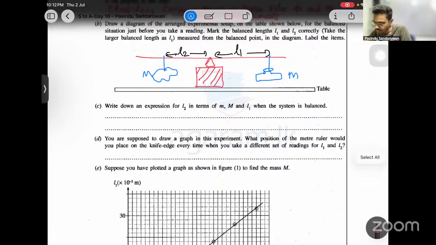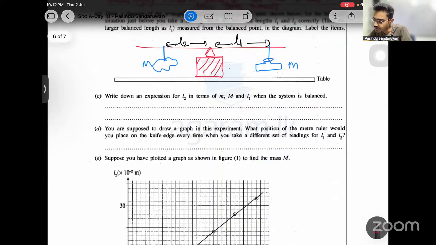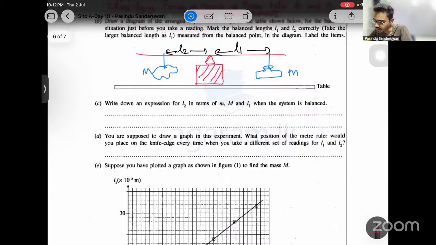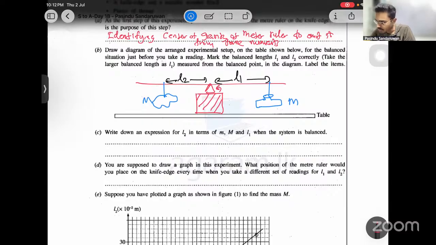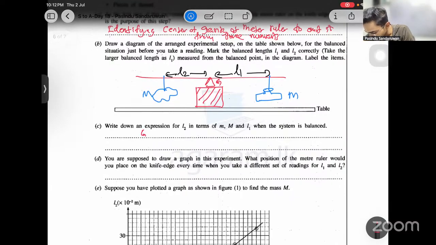Part 3. Write down an expression for L2 in terms of simple m, capital M, and L1. When the system is balanced, write the force moment about this point, say G. Force moment about point G: the anticlockwise moment is due to capital Mg L2, and the clockwise moment is due to simple mg L1. g cancels, then capital M L2 equals simple m L1.